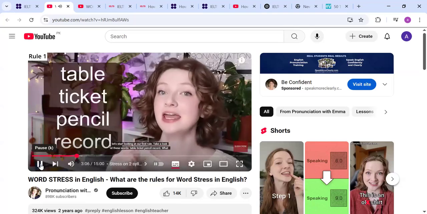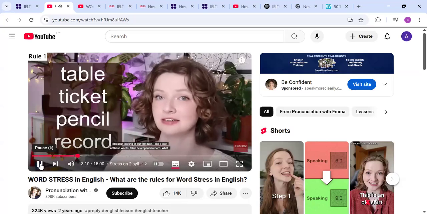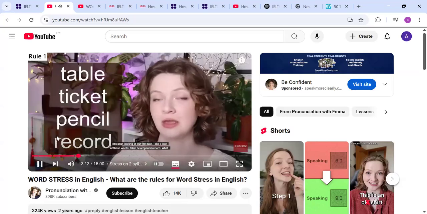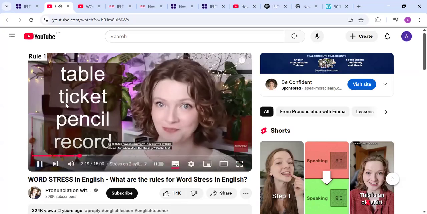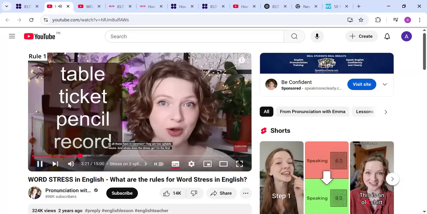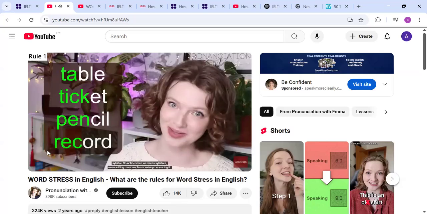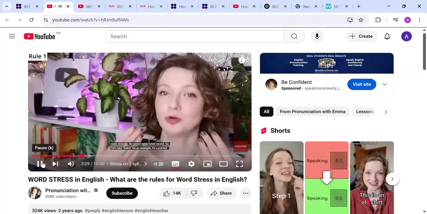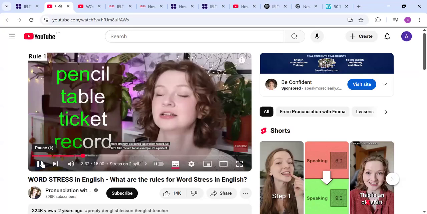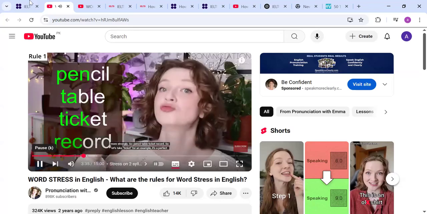Take a look at these words. Table, ticket, pencil, record. What do all these have in common? They are two-syllable nouns. And where does the stress go? On the first syllable. So notice when we stress syllables, we're adding more emphasis. We're pronouncing it more strongly. So pencil, table, ticket, record.